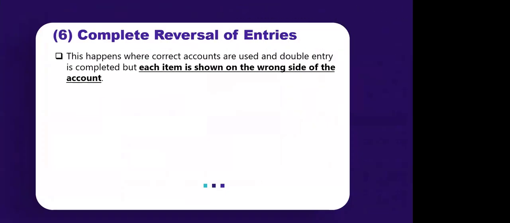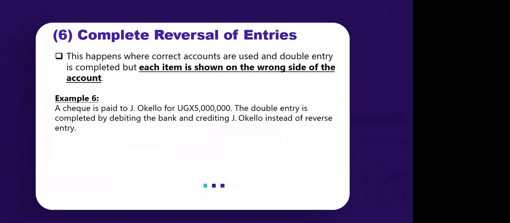So let's look at complete reversal of entries. This happens where correct accounts are used and double entry is completed, but each item is shown on the wrong side of the account. For example, a check paid to J. Okero for 5 million shillings. The double entry is completed by debiting the bank and crediting J. Okero instead of the reverse entry. So you'll have posted the right amount to the right accounts, but on the wrong side.